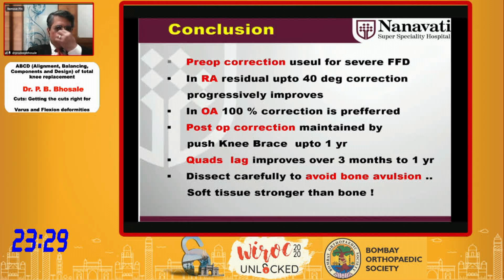So conclusion: pre-op correction in flexion deformity is useful in some rheumatoid. In RA, residual deformity up to 40 degrees can be progressively improved with the splint. In OA, you need 100% correction when there is a flexion deformity. Post-op correction maintained by a splint may be required for a long time. Quadriceps lag improves over a period of some time. And dissect carefully. Bones are very soft in rheumatoid, softer than the soft tissues. Thank you very much.